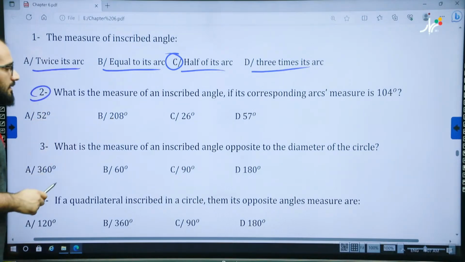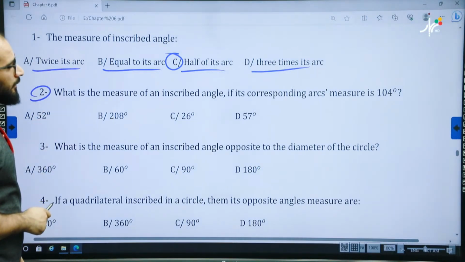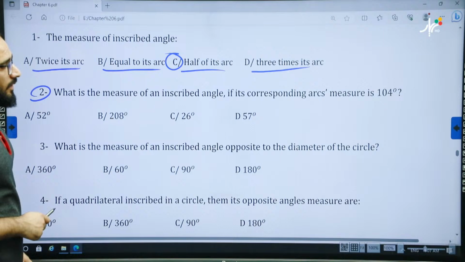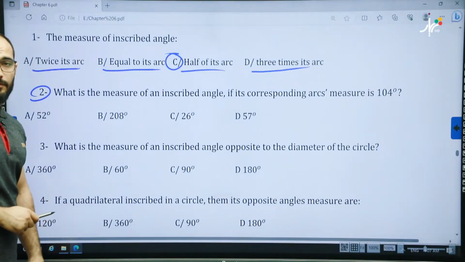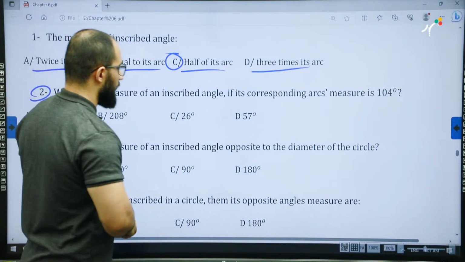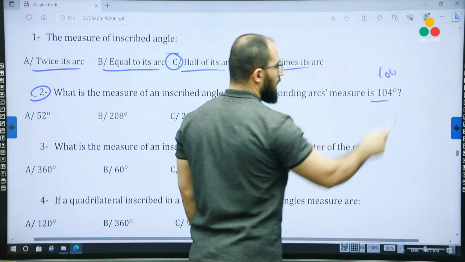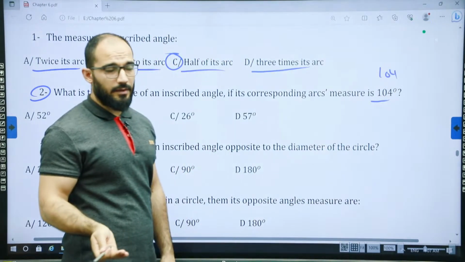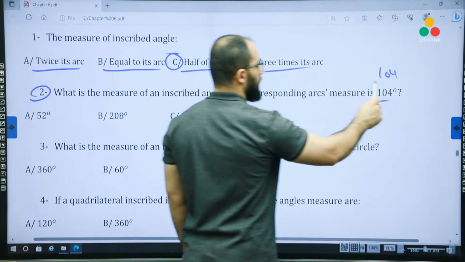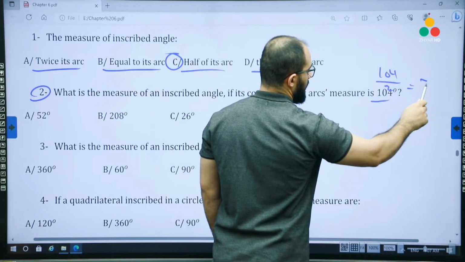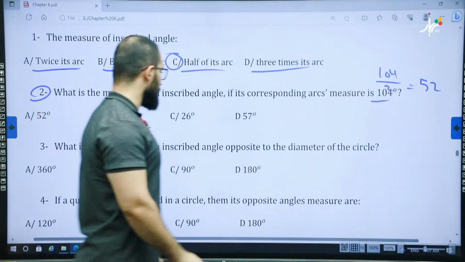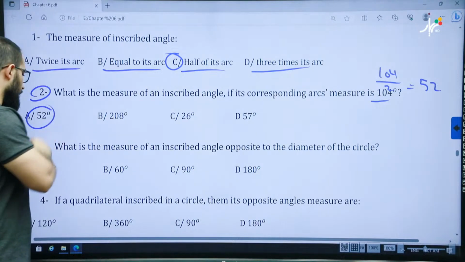Number 2, what is the measure of an inscribed angle if its corresponding arc is 104? Okay, for the inscribed angle, the arc is 104. How can you find the measure of the inscribed angle? We said that we are going to divide it by 2. Half of it is equal to 52. So the correct answer is 52.